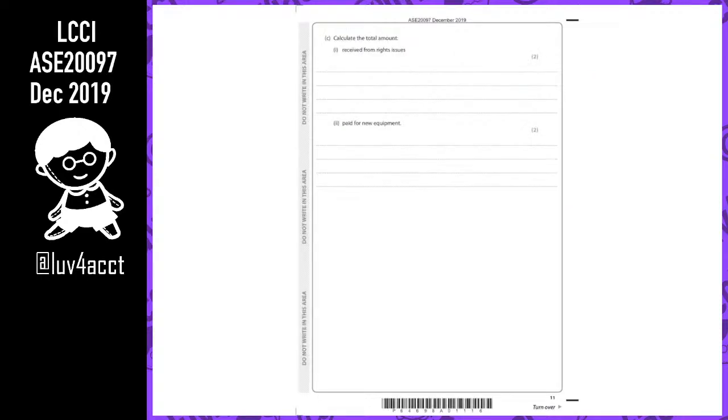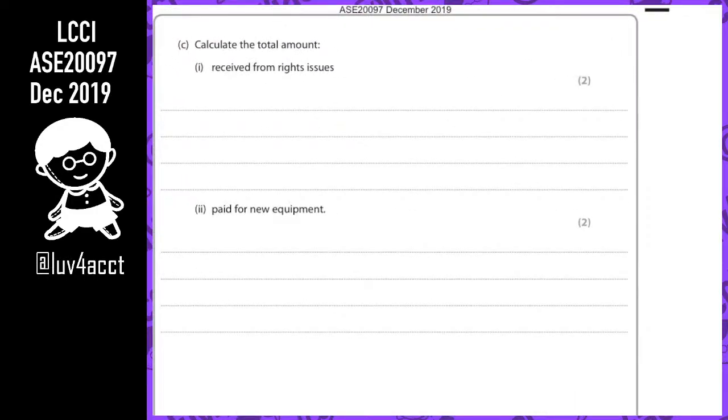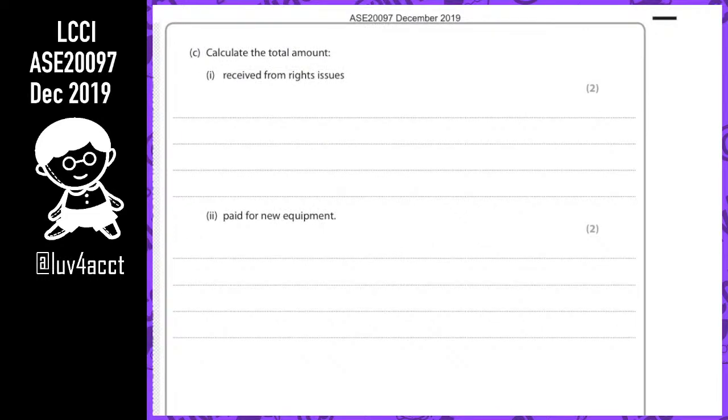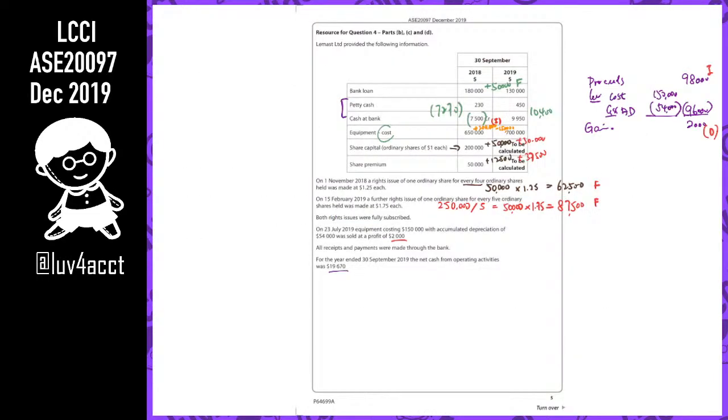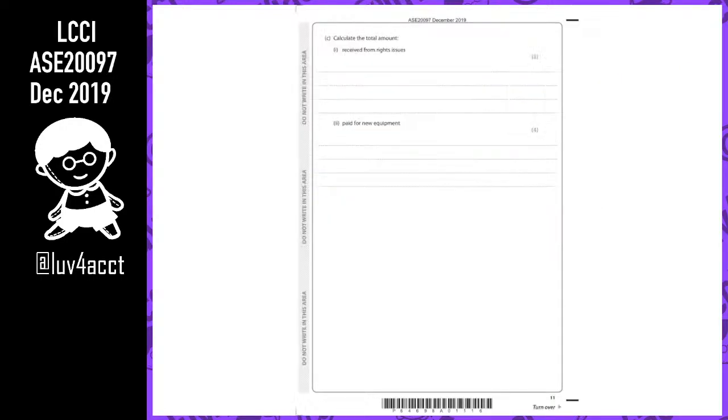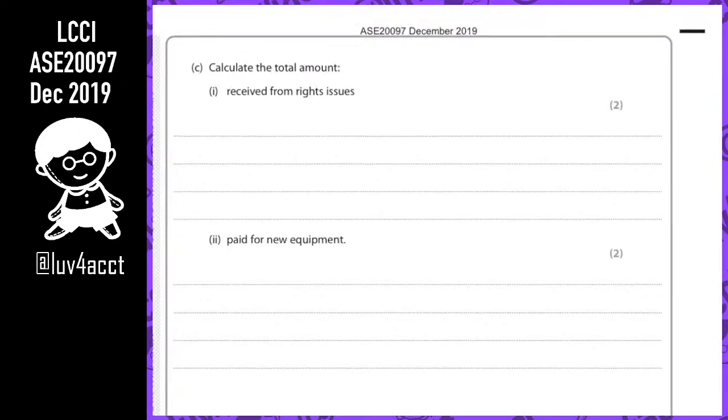We can go on. We have two things, to write down, 2 marks and 2 marks. Receipts from rights issue. We have two items, 62,500 and 87,500. We have to give the answer: 62,500, and then 875, is it?